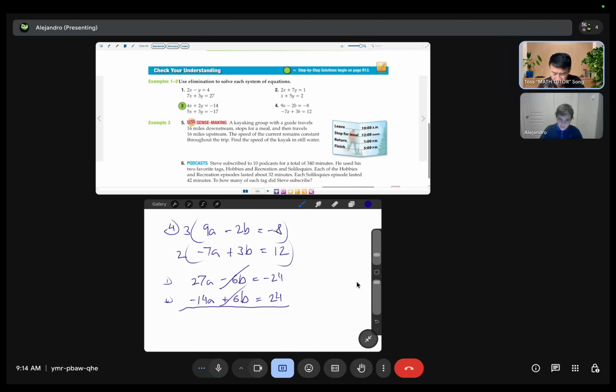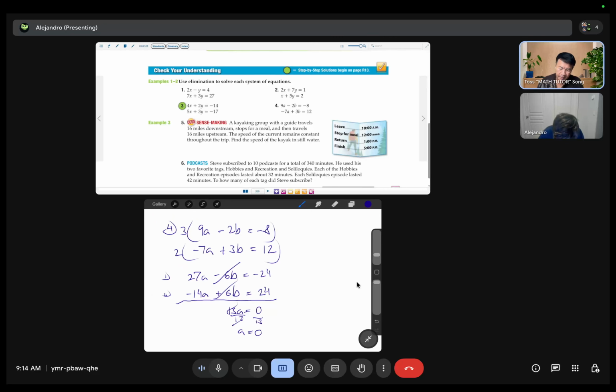No. What is that? 13A equals 0. Then divide both sides by 13. So A equals 0.